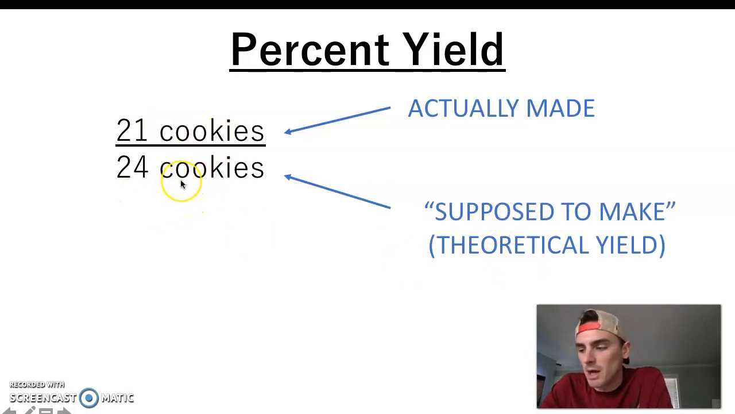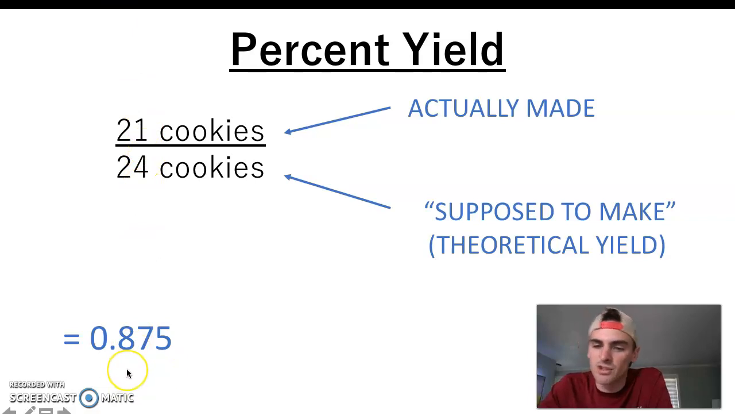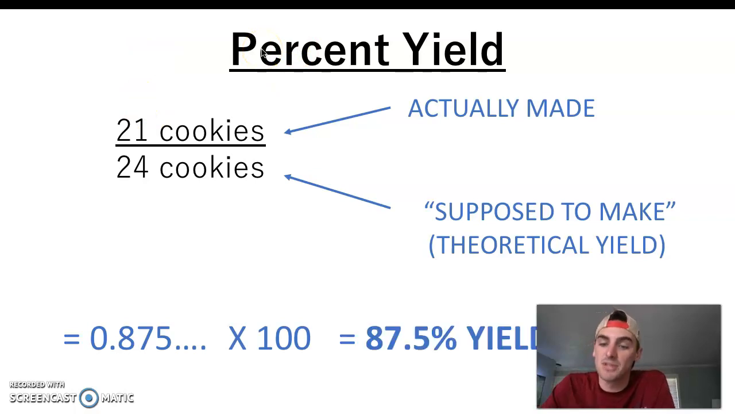What we end up calling this bottom number, just new terminology, is called the theoretical yield. This is called the actual yield, and this is called the theoretical yield. Theoretically, I was supposed to make 24 cookies. If I go and solve that, it comes out to 0.875, which we don't really care about as a fraction. So what you'll do with your percent yields is take them times 100 to be a percentage that means something. And what this means is that we made 87.5% of what we were supposed to make.